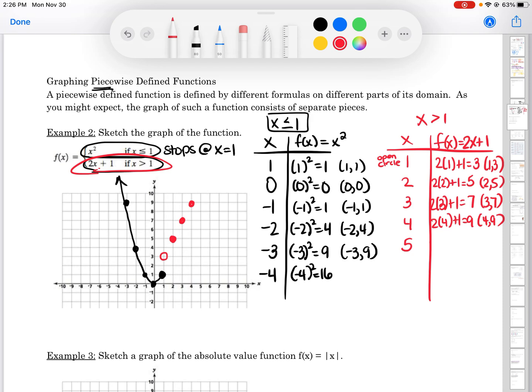And I'm going to run out of space here. 2 times 5 plus 1 is going to give us 11, and that's not going to fit on my graph. And I'm only continuing to the right and not to the left because I want to only choose where the x's are greater than 1.